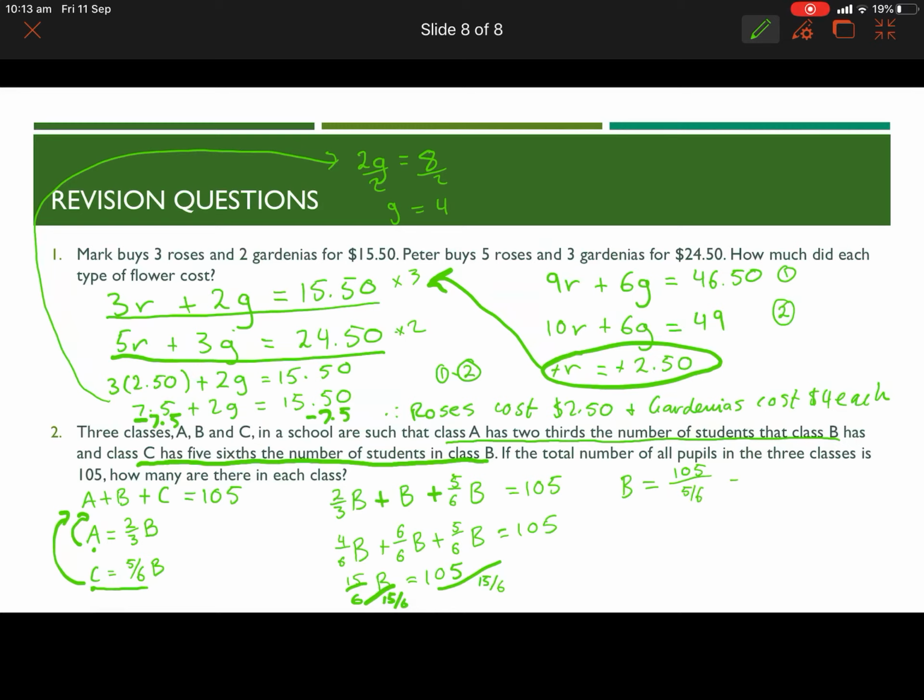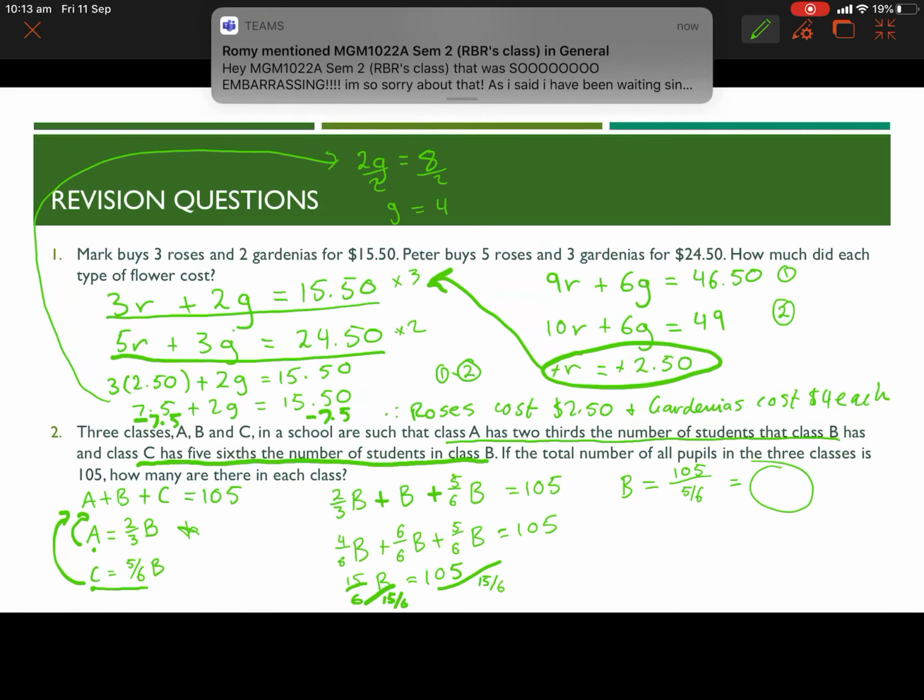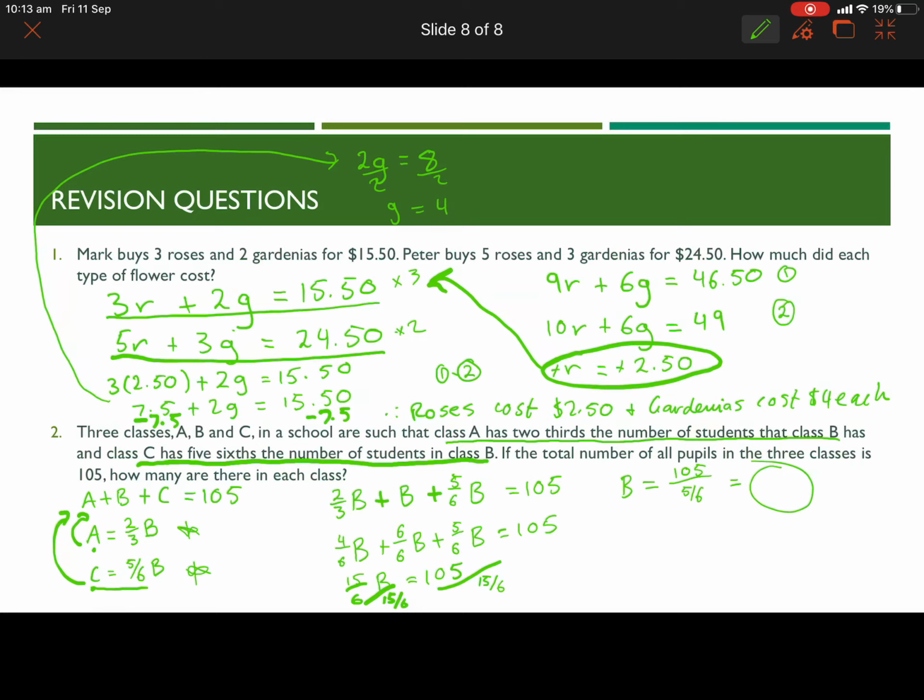I'm going to leave it there. You'll get a number. I should have done this beforehand. Okay, so you'll find out what B equals, which is great. Then to find out what A and C equal, you will substitute that number back here, so that you can find out how many kids are in each of the 3 classes, and it should add up to 105. So let me know if you have any questions, and good luck.